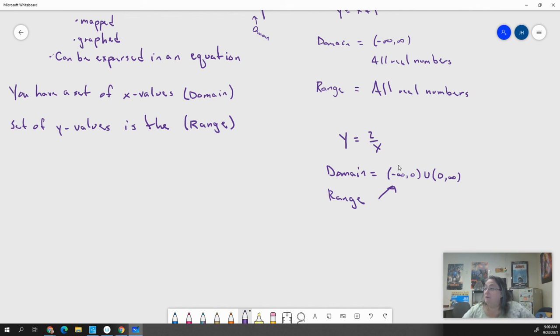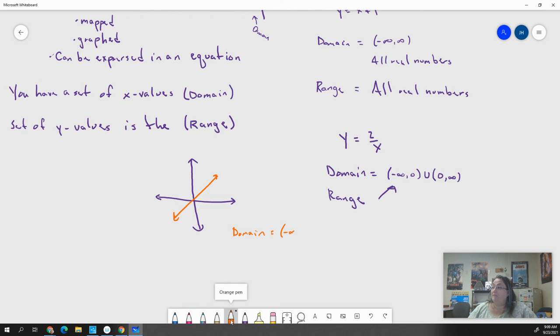Sometimes you could see it in terms of a graph, right? Like if I'm just graphing a line, my x's are going to the left forever, and they're going to the right forever. So I can go, okay, my domain is all real numbers, right? Negative infinity to infinity, it can be anything.